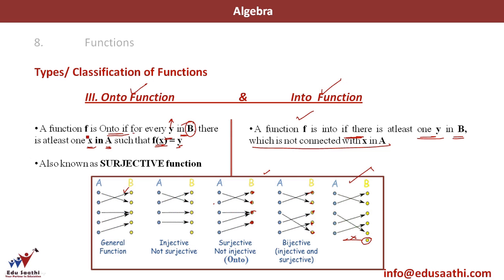A function f is onto if for every y in B there is at least one x. At least means there can be one or more. Now I'm not talking about a 1-1 function, I'm talking about an onto function. That means for every y, I may have one or more mappings in x, in A. Another name for an onto function is surjective function.